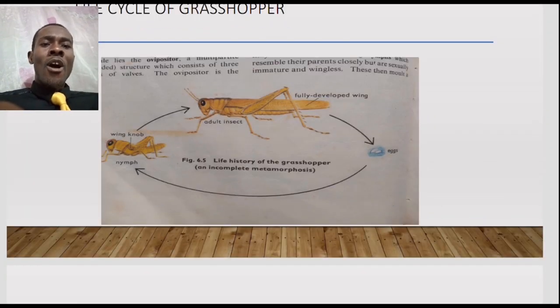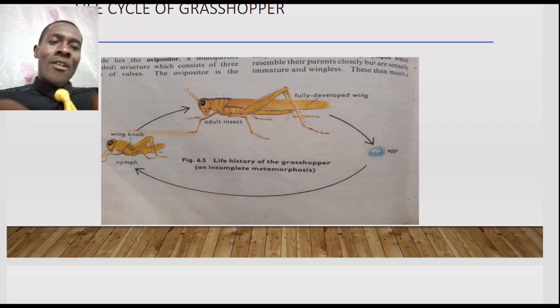Now, among insects, of course, the grasshopper belongs to the class Insecta, and it also belongs to the phylum Arthropoda. Among the insects are the largest group of animal pests that attack crops. And there are two types of life cycles among the insects. You have what is known as complete metamorphosis and incomplete metamorphosis.